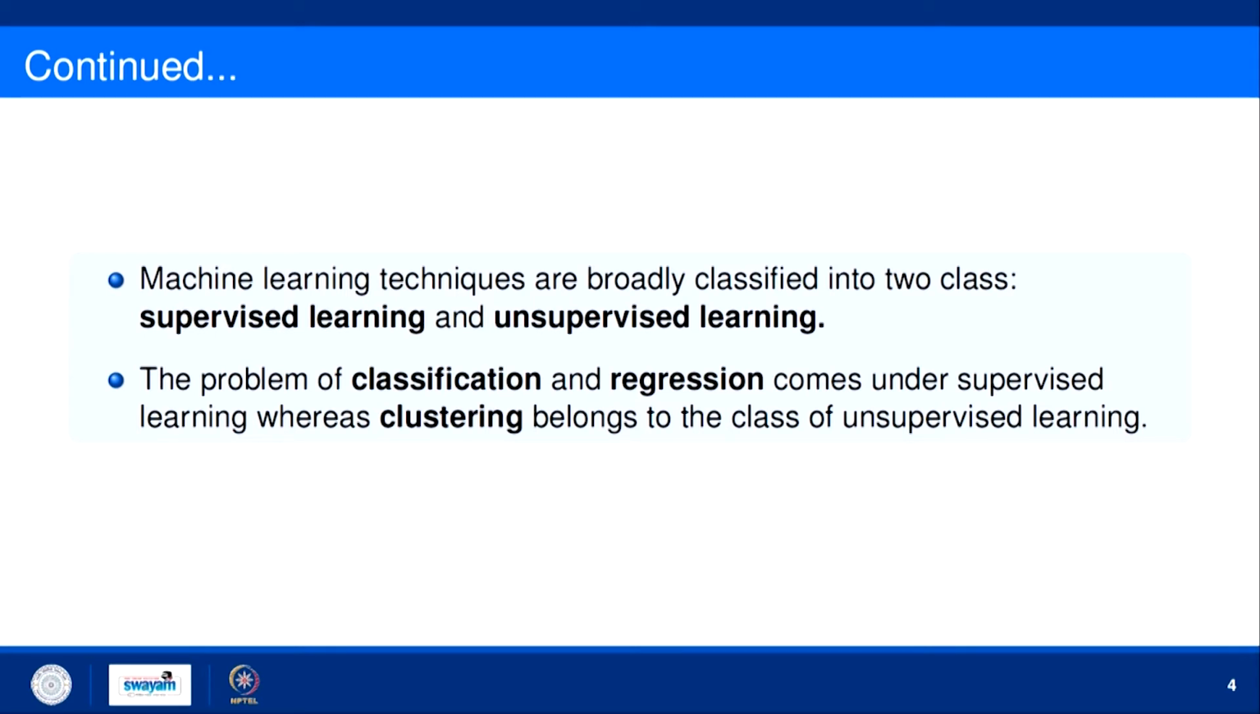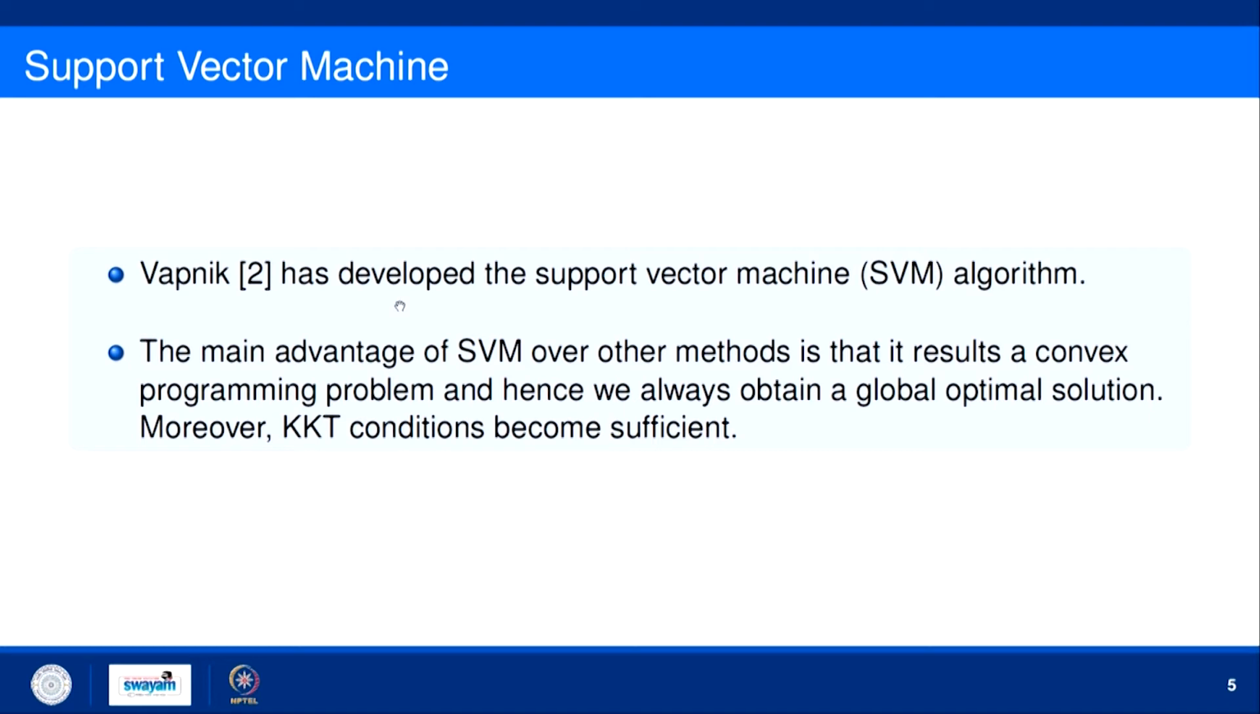Now what is a support vector machine? Vapnik has developed this theory, and they developed the support vector machine algorithms. The main advantage of SVM over other methods is that it results in a convex programming problem and hence we always obtain a global optimal solution, because it is a convex optimization model. Moreover, the KKT conditions become sufficient. This is the same advantage we have for the mathematical programming approach.